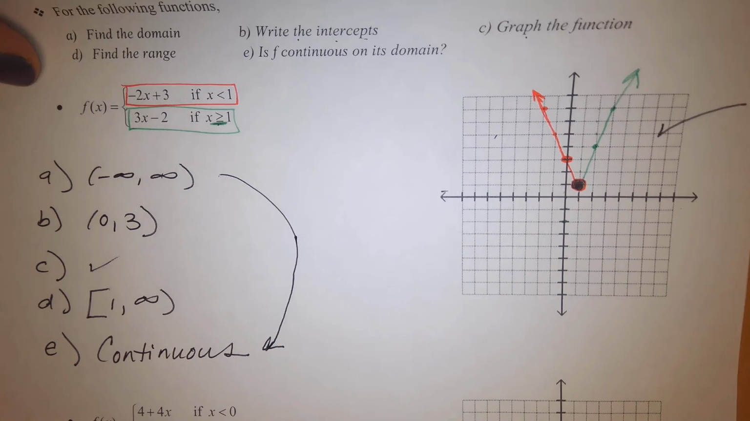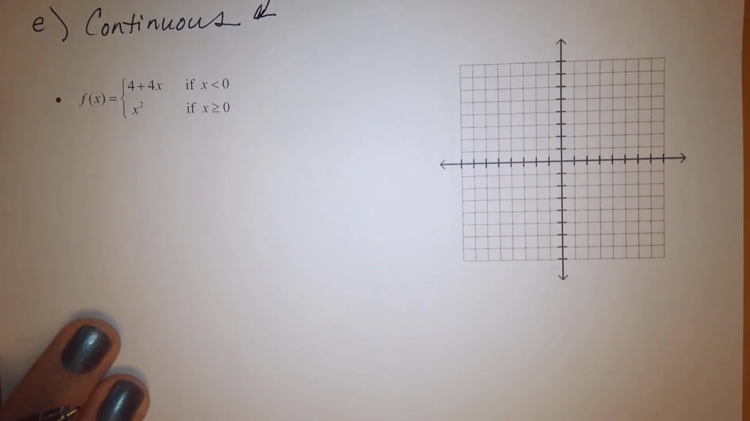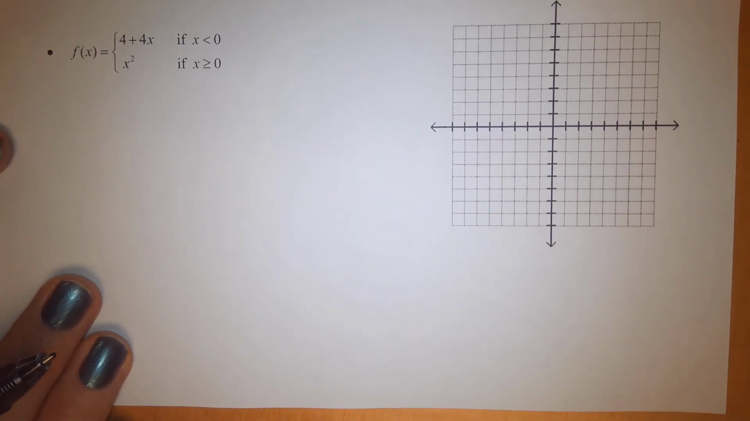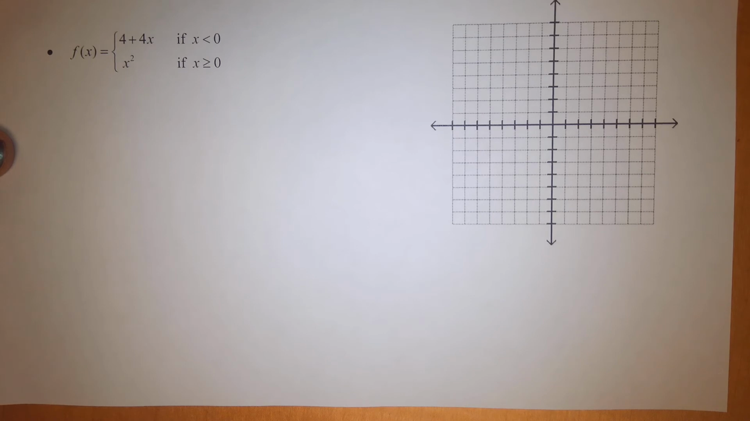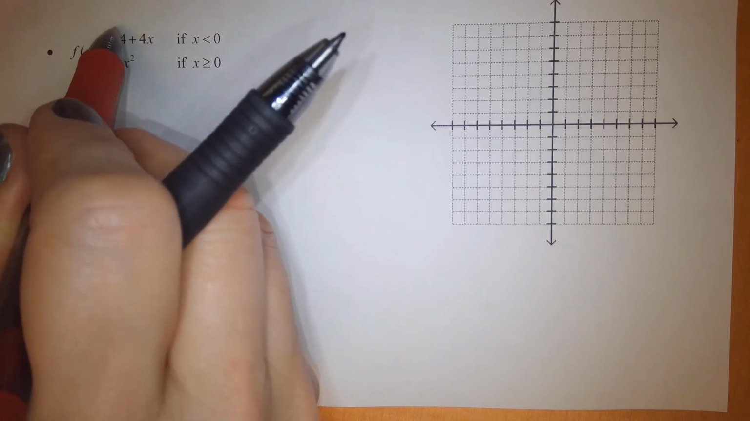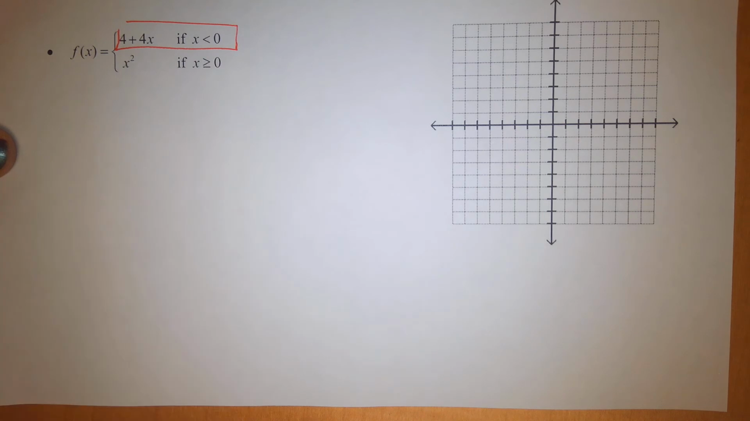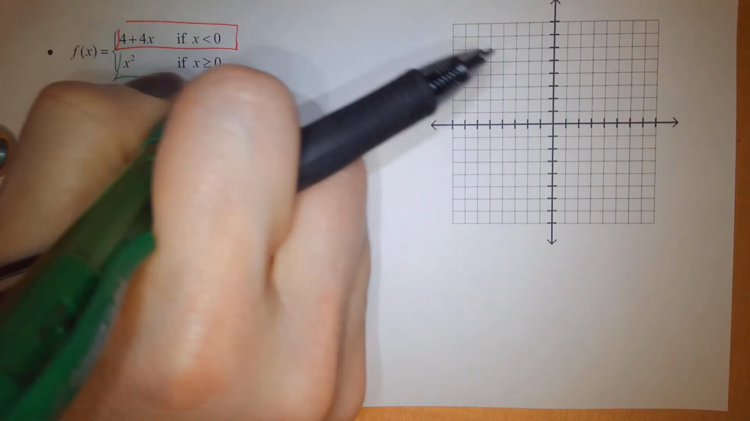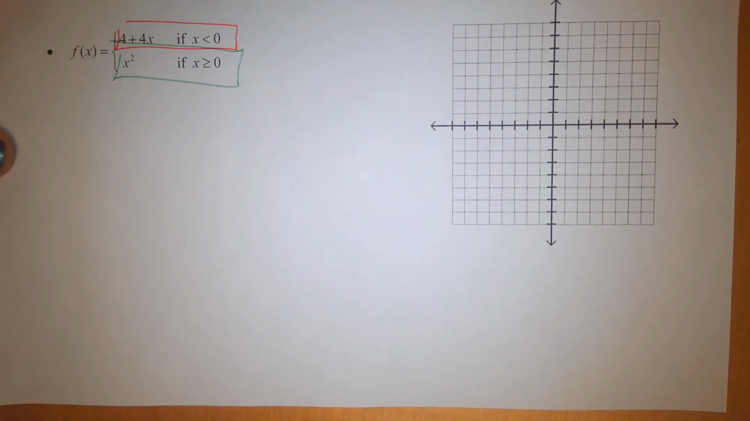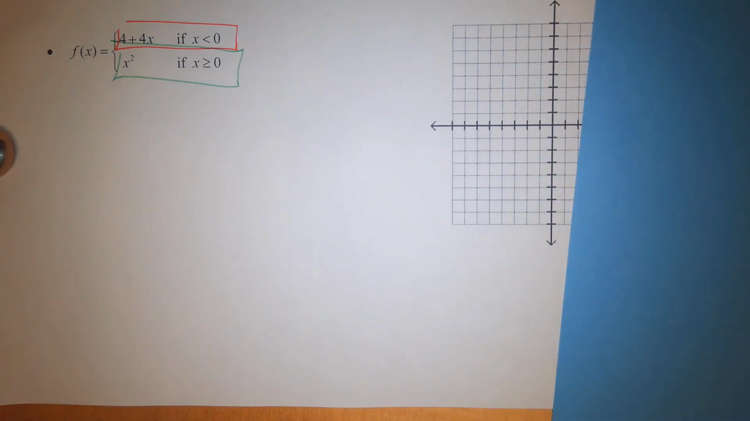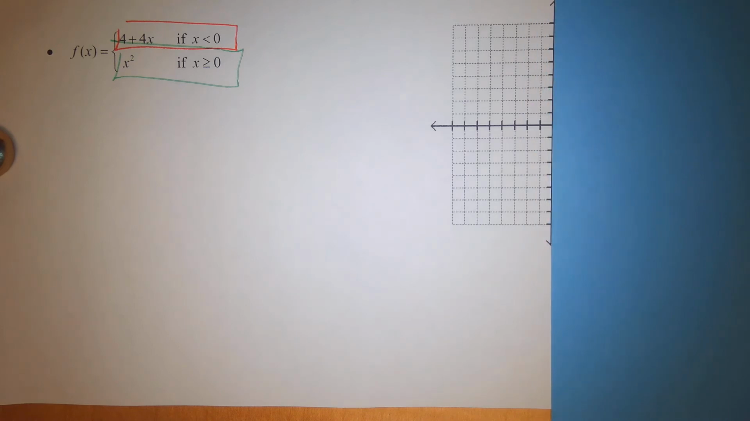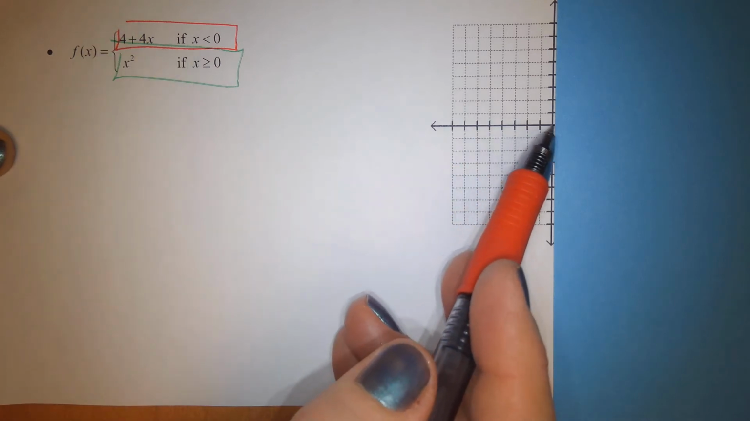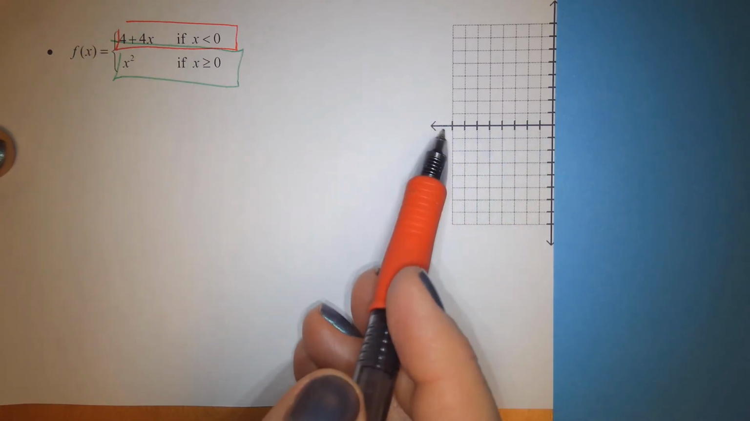So let's try one more. This time my piecewise function looks like this. The first part of my function I will graph again in red, and the bottom part I will graph in green. The first part in red is only when x is less than 0. So I'm going to put my piece of paper over all of that where x is not less than 0, and I'm going to graph this piece just on the left-hand side when x is less than 0.